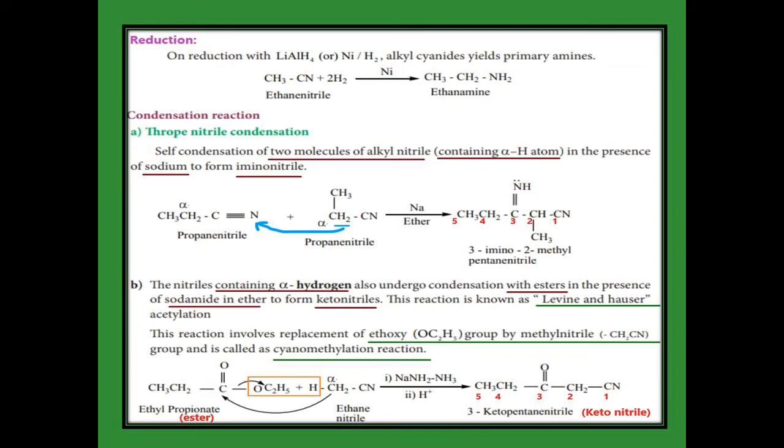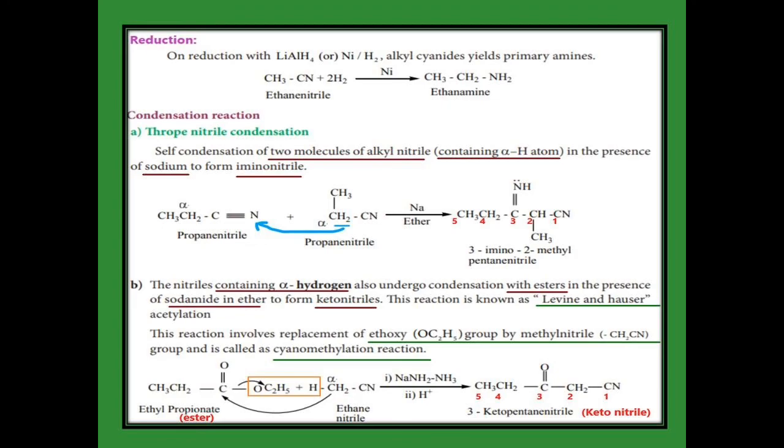Another condensation is the alpha hydrogen containing ethane nitrile with esters. Here we are taking ethyl propionate. CH3CH2COO is called propionate, and then C2H5 is ethyl, so ethyl propionate is the ester. In the presence of sodamide we get the ketone nitrile. Here the C2H5O, called the ethoxy group, is replaced by methyl nitrile, CH2CN.